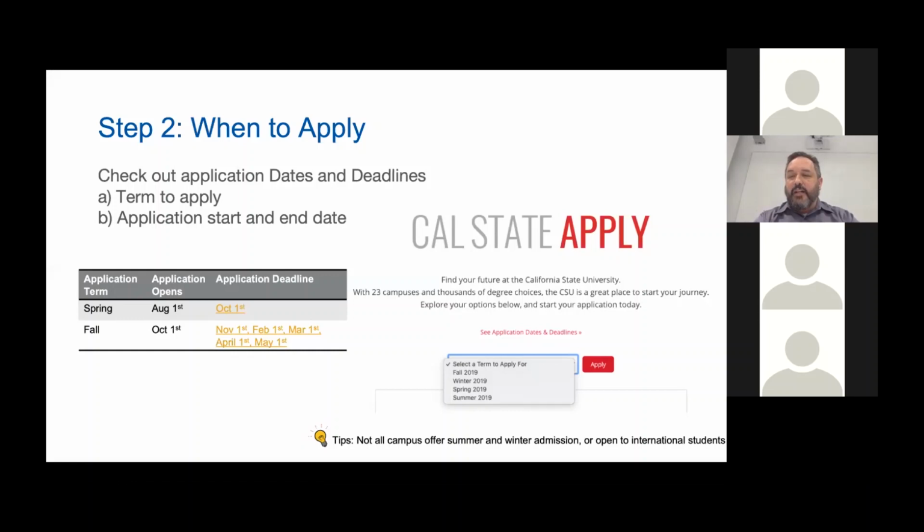Fall intake is very popular, but a lot of our programs, especially many of our master's degree programs, do have a spring intake as well. So you want to check, because deadlines are all over the board depending on the program. Undergraduate, bachelor's degrees usually have one deadline, but the master's degrees can have several deadlines. For example, our master's programs have deadlines in November, February, March, etc. On the Cal State Apply, you will select the term you're applying for, and then it will show you the deadlines that you need.